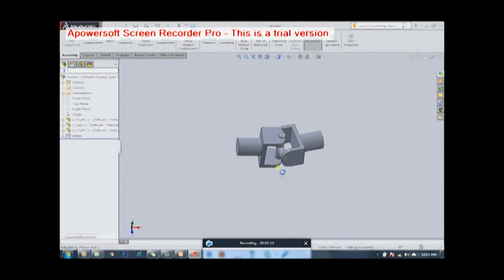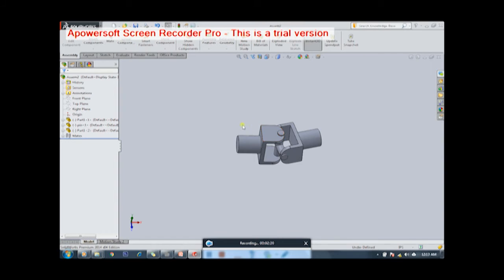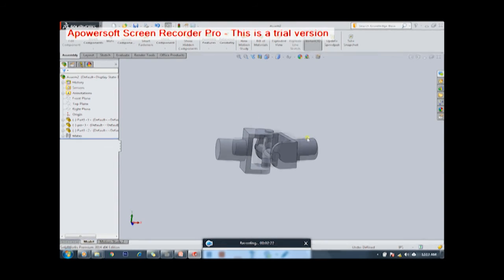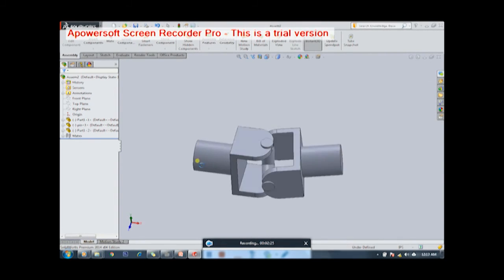Now moving toward the animated joint. This is the animated joint I have designed in SolidWorks. One side is a driving mechanism and the second one is a driven mechanism.